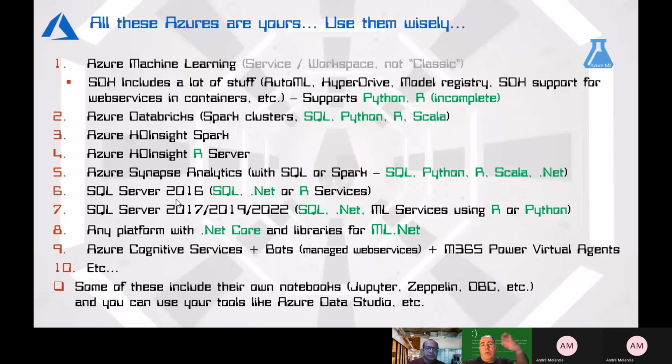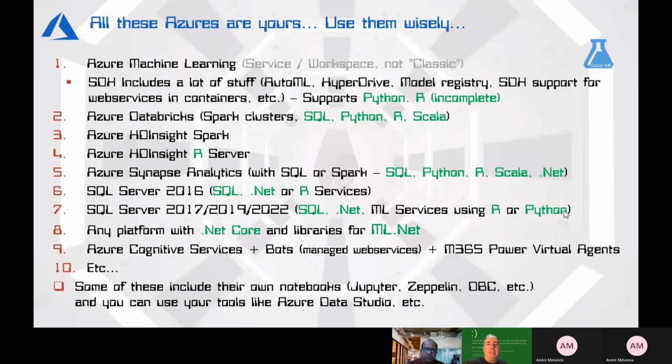Besides that, on premises or even in the cloud, you can install SQL Server 2016 or 17, 19, 2022. The most recent ones actually have R and Python services, so ML services for both of these. I can tell you that from my experience in the last few years, people are moving away from R and just using Python. So my recommendation is use Python now. If you are starting up with machine learning, use Python, okay?